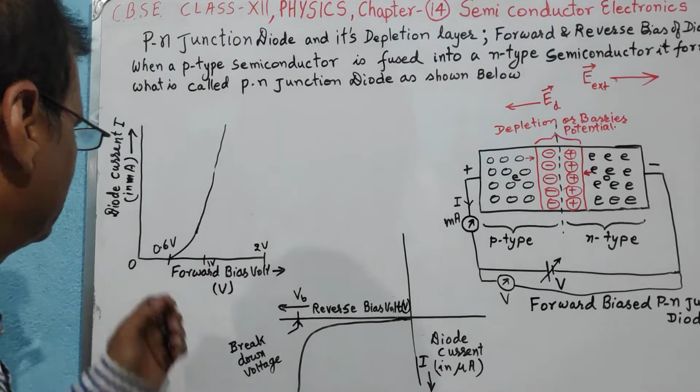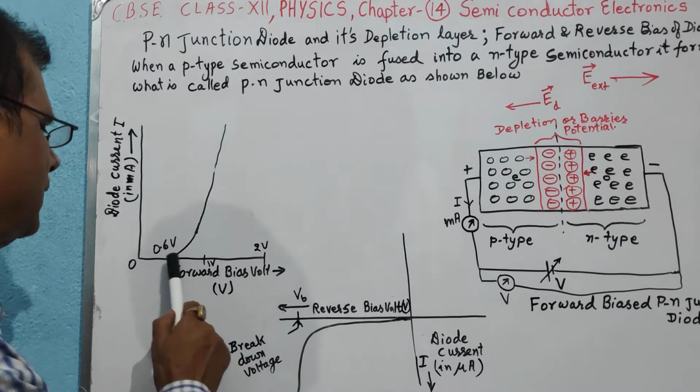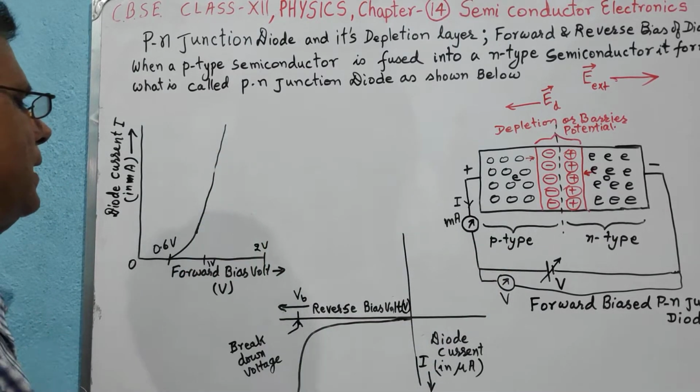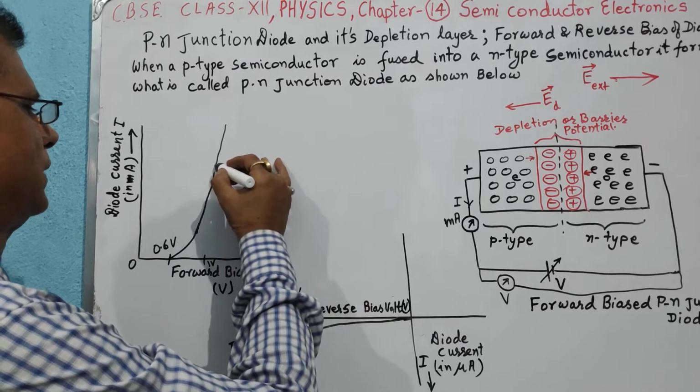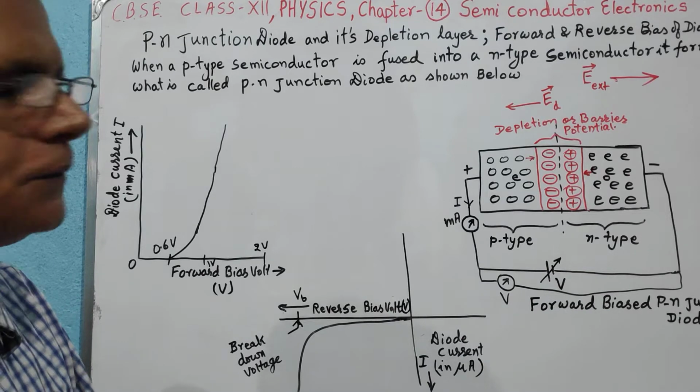So once the forward bias value is greater than 0.6 volt, the current starts flowing through the diode, and it increases very rapidly, by leaps and bounds, as we keep increasing the forward bias voltage.